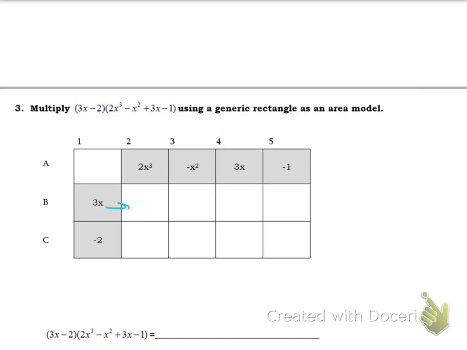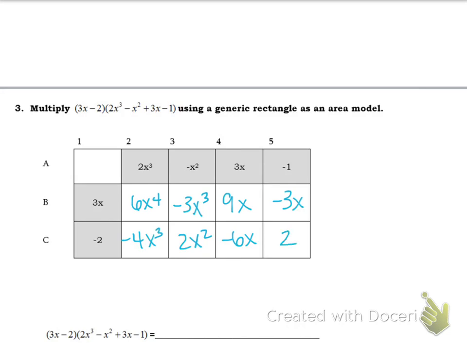So remember, going into the boxes, we're going to multiply. So 3x times 2x cubed is going to be 6x to the fourth. I multiply down in. So my next one is going to be negative 4x cubed. I multiply down in. So negative 3x cubed. When I multiply this one down, I got 2x squared. I get 9x minus 3x. 3x times negative 2 is negative 6x. Negative 1 times negative 2 is 2.